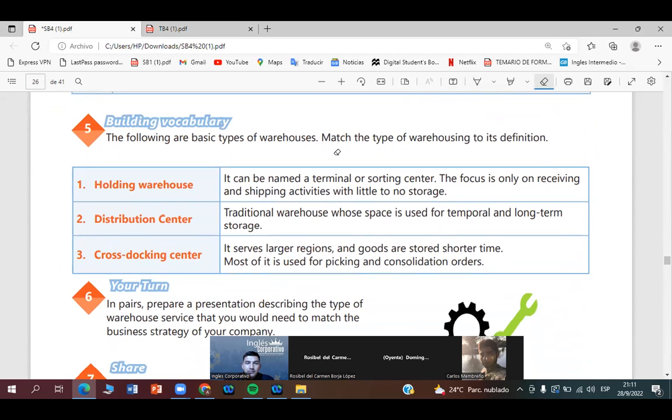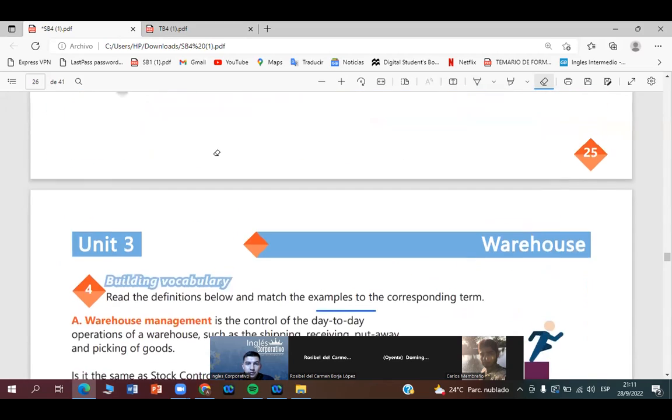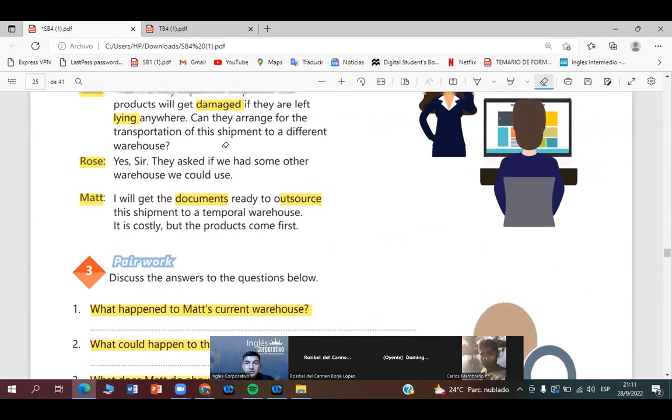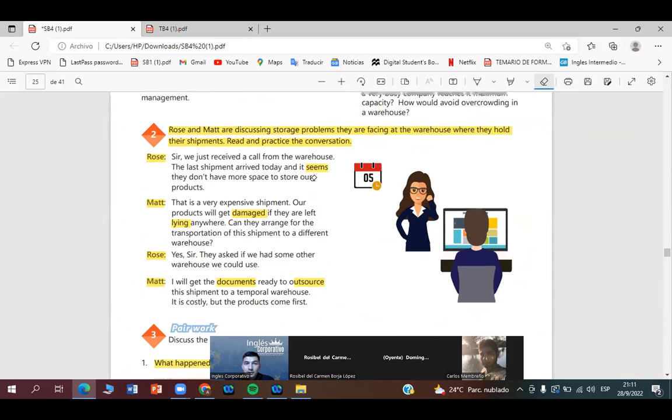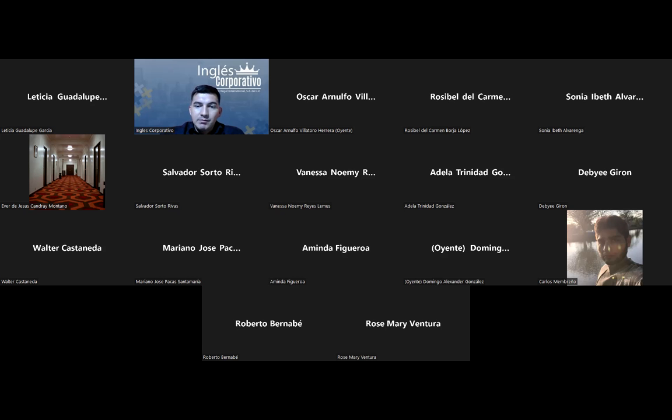Here we have some work. We're going to work in this part. You're going to work in pairs. You're going to create a conversation right now. Okay? Vamos a ir ahorita a trabajar en parejas y vamos a crear una conversation.